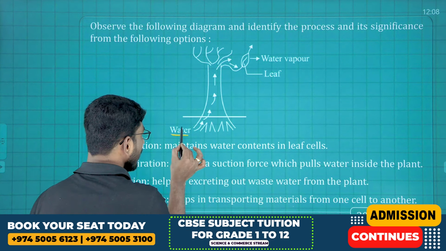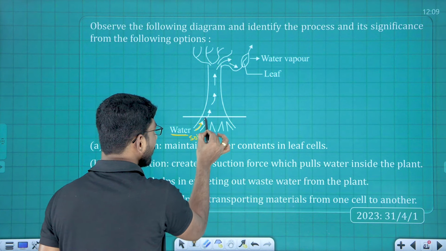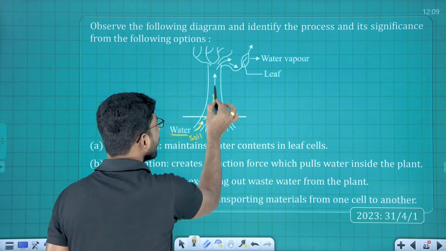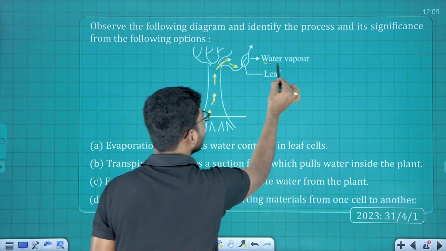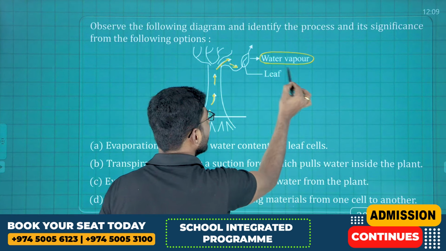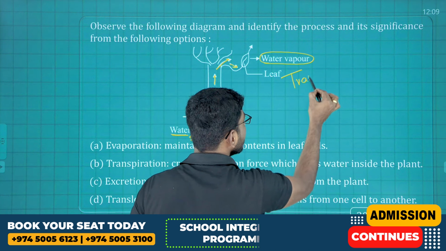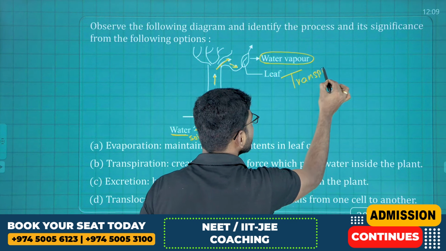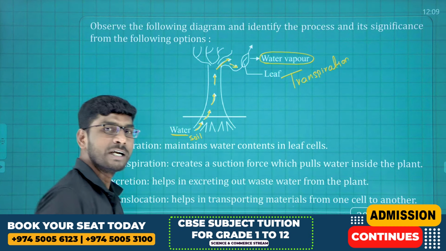Water from the soil is absorbed through the root, and this water goes up into the aerial part, and through the stomata it comes out in the form of water vapor. This process is called, tell me, transpiration.